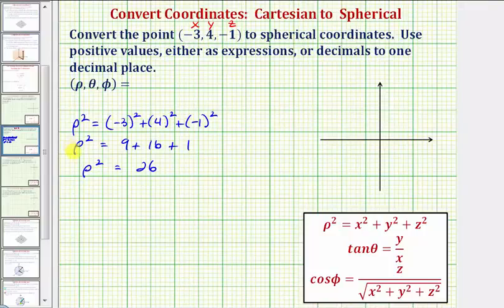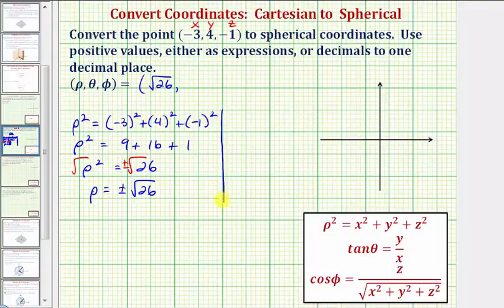And now we take the square root of both sides of the equation. So algebraically, we'd have two solutions where rho equals plus or minus the square root of 26. But since rho is a distance, we only use the positive value of square root 26. So the first coordinate is positive square root 26. And now we'll find our angle theta.